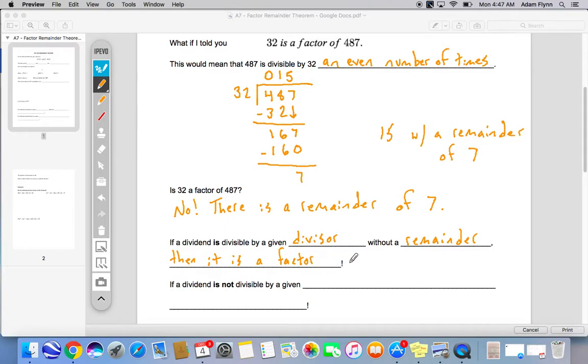And the reason that I use the term divisor up here, we're not going to be dealing just with numbers. Okay? We're going to be dealing with binomials for the most part, or other polynomials. Okay? And if a dividend is not divisible by a given divisor, then it is not a factor. Okay, pause video if you need more time.